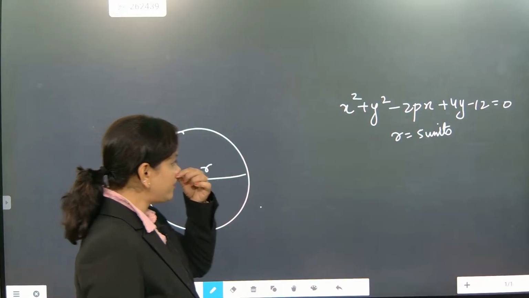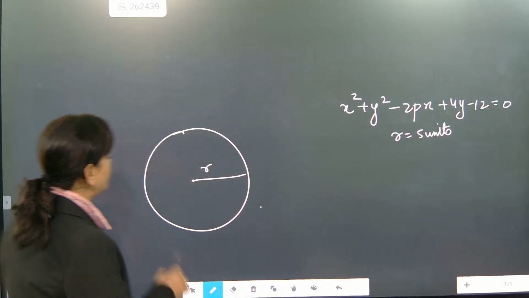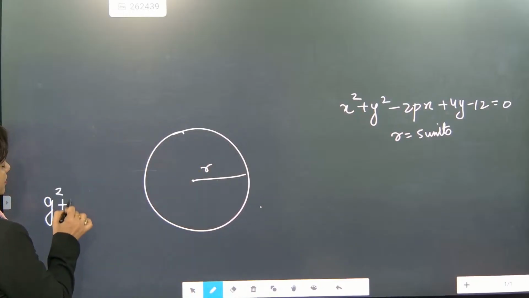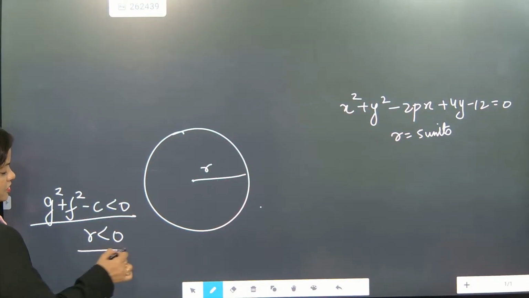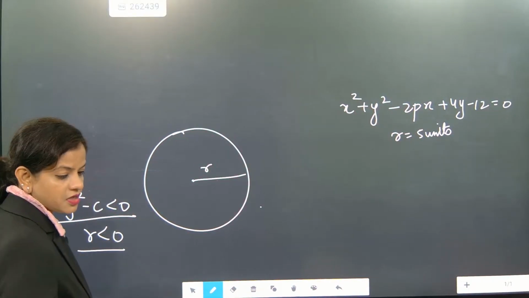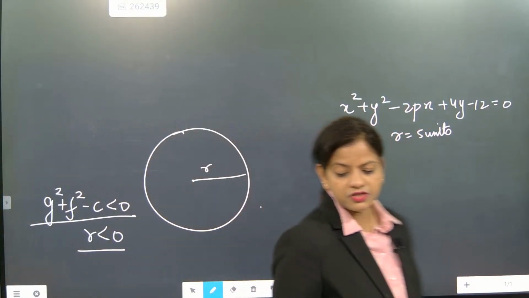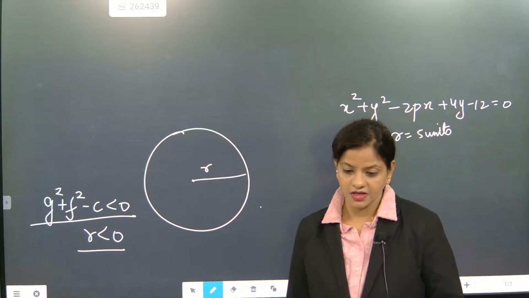But here, what they have given in that part of the question is g square plus f square minus c less than 0. That means the radius value is less than 0. Radius negative means the circle is imaginary. Understood? Radius negative means circle is imaginary. Think one time about that.